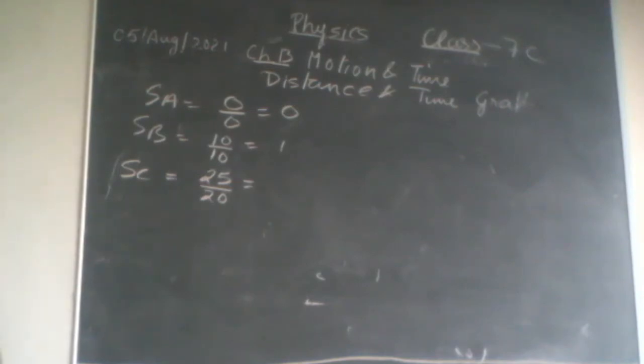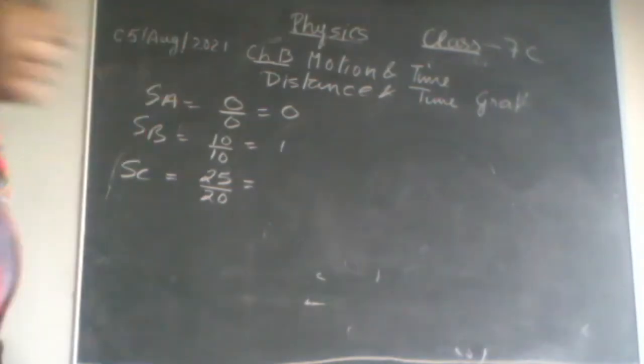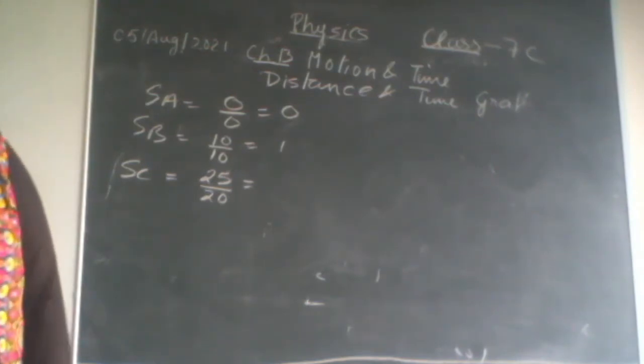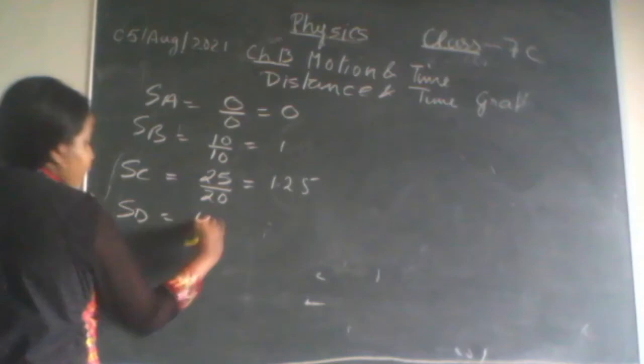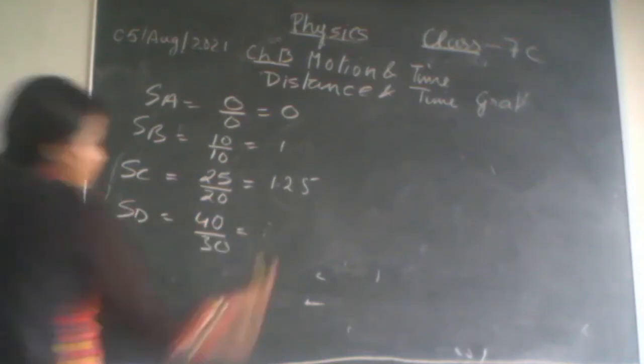Did you remember we said that we have to use decimals for speed? 1.25. Did you remember I told you we have to use the decimals? Yes or no? Then at the next point, 40 divided by 30, right? How much is it?